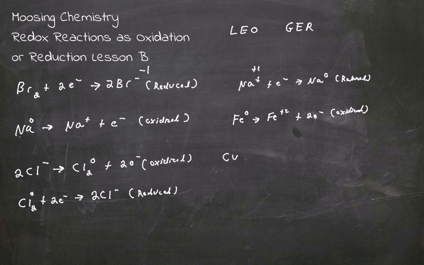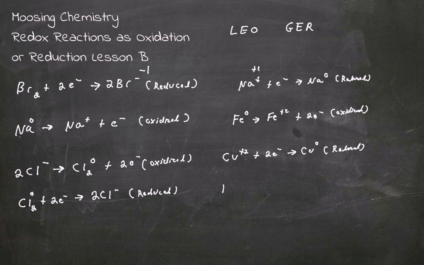Here we have copper with a +2 charge. It's going to gain 2 electrons, and it's going to go to neutral copper, 0. So this is going to be reduced.